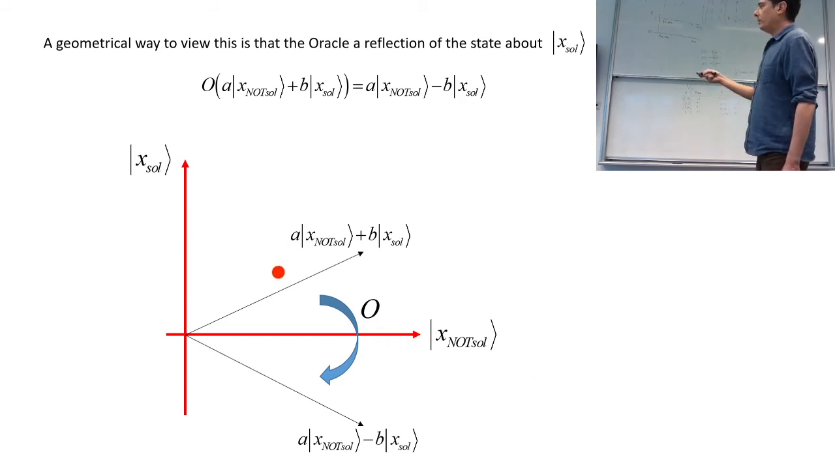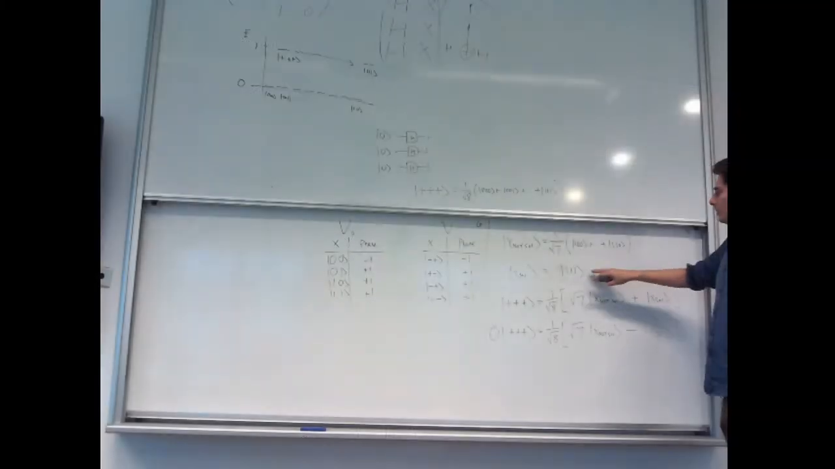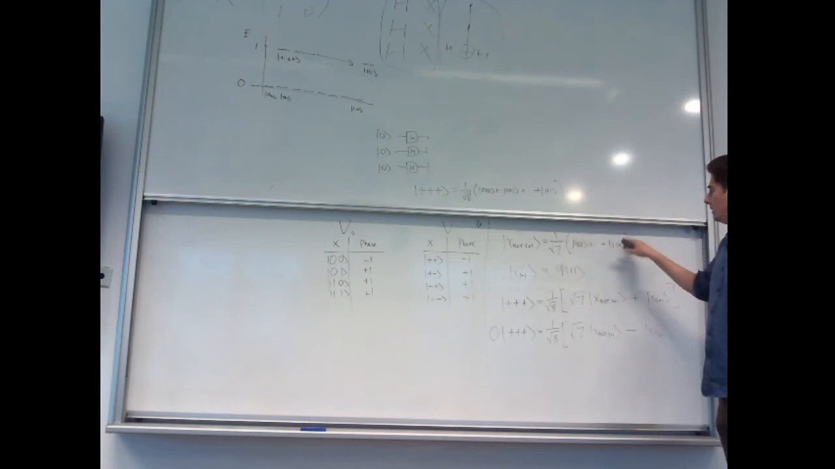These things are orthogonal, and you can tell they're orthogonal because there are no common states. This is the solution one, and this is the not-solution ones. So obviously 111 does not appear here, and all these states do not appear here. If you take the inner product of these two, it'll be 0.